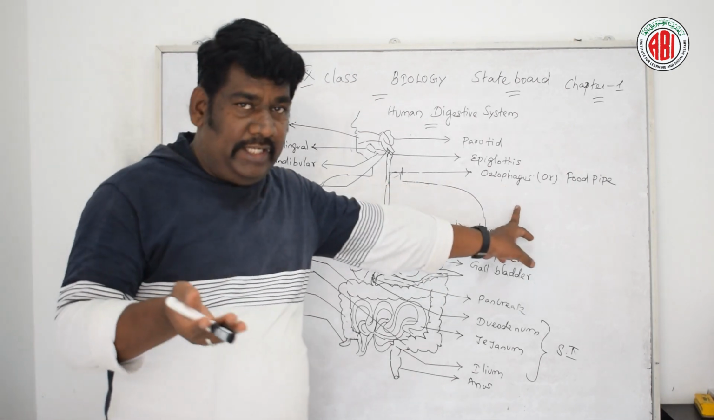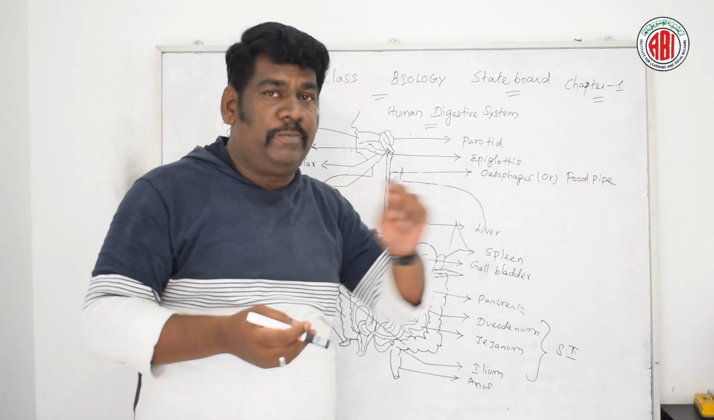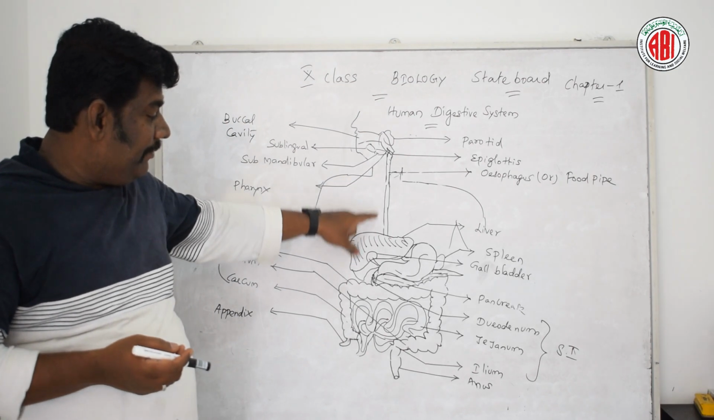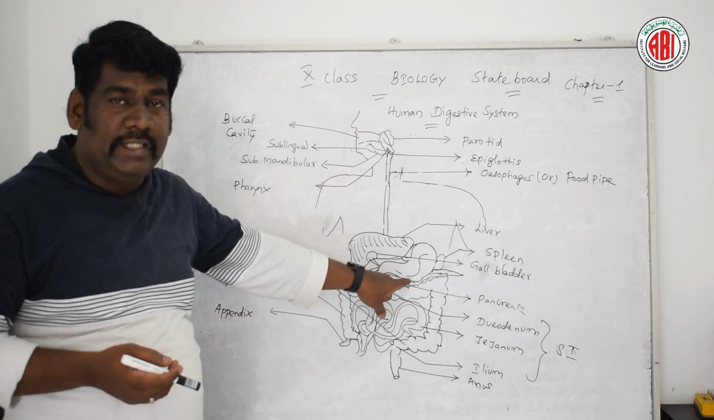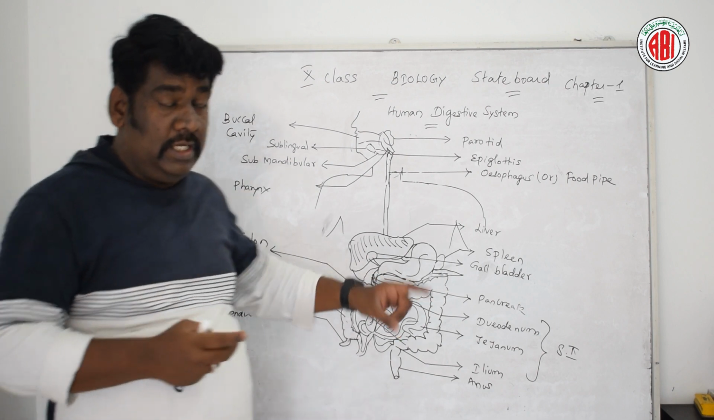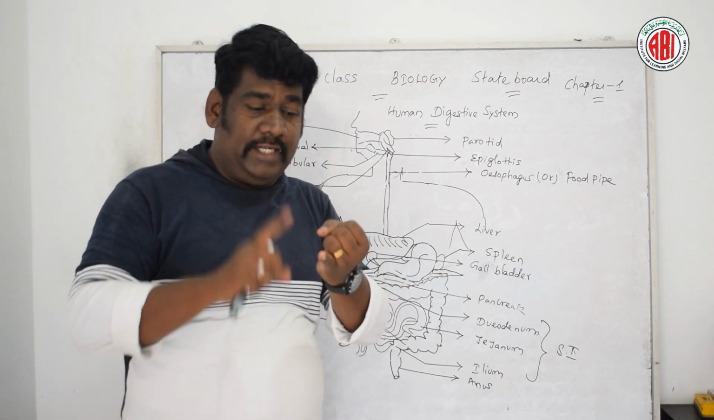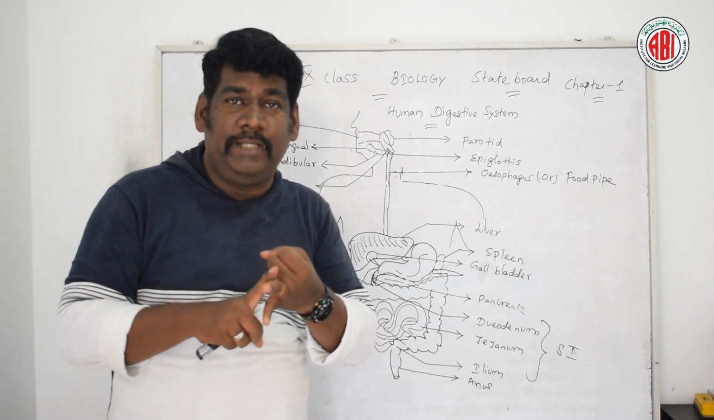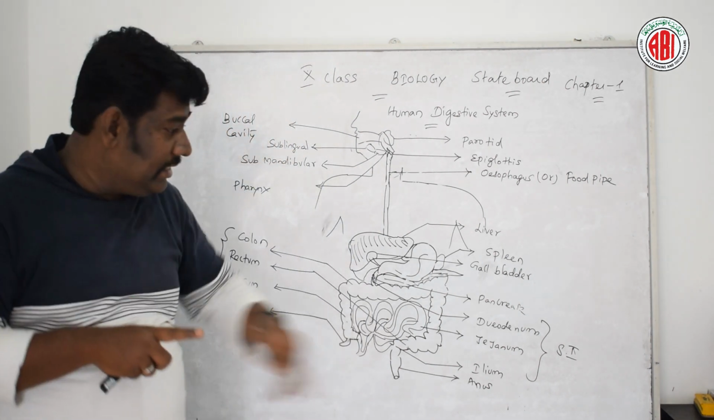If you cannot spell esophagus, at least try to write food pipe. So the food pipe is connected to the stomach. The stomach is S-shaped. So that is the second labeling we are getting now. Three labelings till now: one is the buccal cavity, the second is the food pipe or esophagus, and the third one is the stomach.